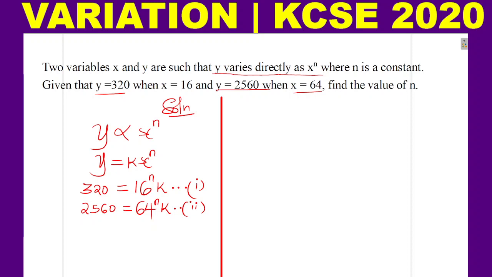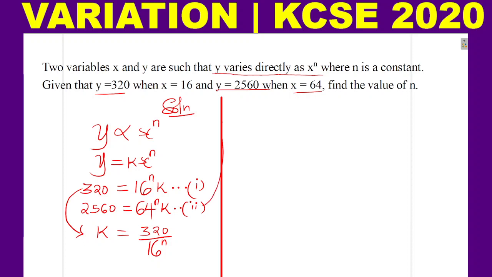Now we're supposed to find the value of n. Using these two equations, we find the value of n. So the easiest way is to try to make k the subject in each of these equations. So we start with this one. We want to make k the subject, so I'll divide both sides by 16 raised to power n. So from the first equation, I'll get k equals 320 divided by 16 raised to power n.